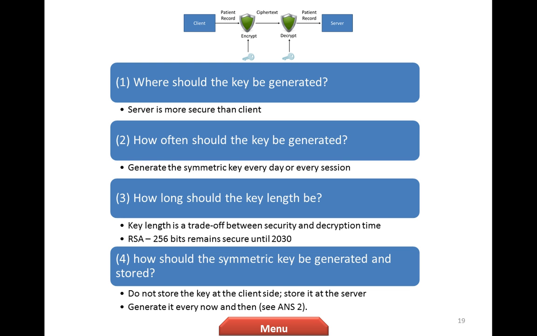How should the symmetric key be generated and stored? The idea is that we don't store the key at the client side. If you want to store it, please store it at the server side. And you can always share the key if you need it. So that's the recommendation.